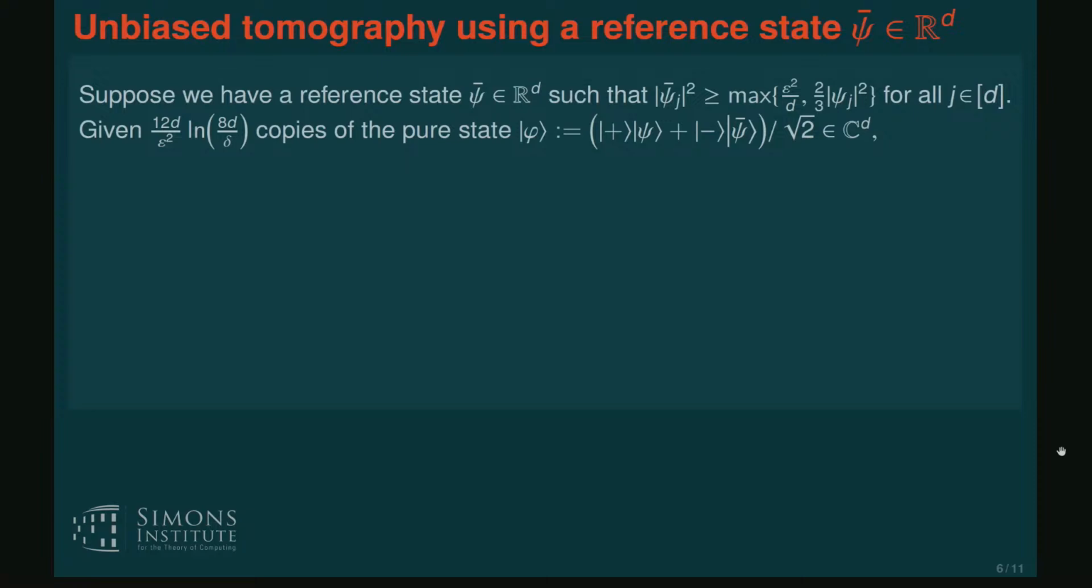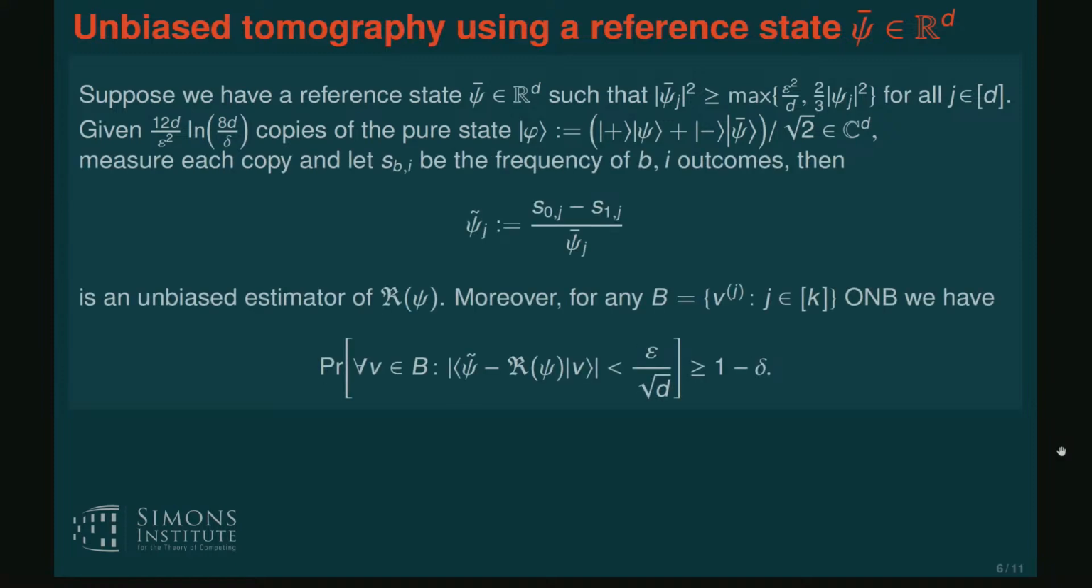Okay, so now I have this reference state. And in this slide, I forgot about the subnormalization. Just psi is a quantum state of norm 1 for simplicity. So it's a conditional sample. If my first qubit is in the plus state, I get the unknown state psi. And if my first qubit is in the minus state, then I have the reference state attached, divided by square root 2 to make it normalized. And I only measure this state in the computational basis. So the procedure is that once again, I measure this state in the computational basis and denote by S_bi the frequency of measurement outcomes bi.